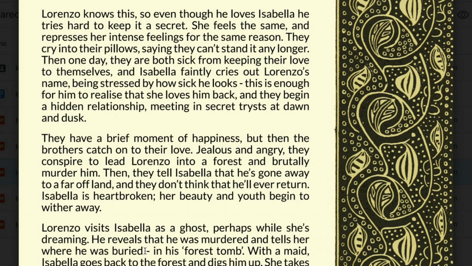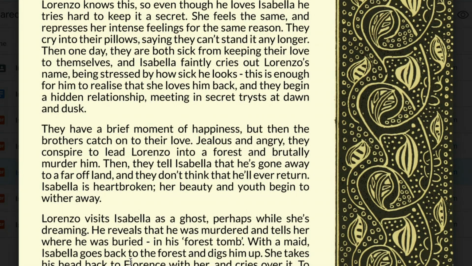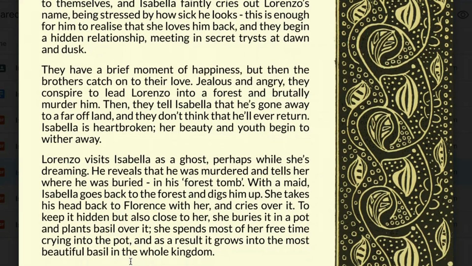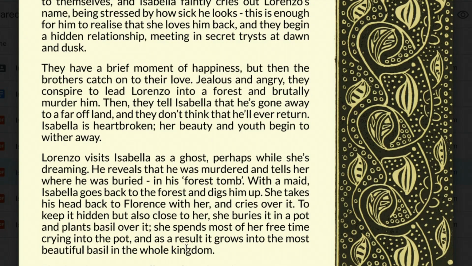So they're trying really hard to oppress their feelings, to respect the society and the rules of the time, and they really can't, and they meet up anyway. They have a hidden relationship, so they meet in trysts, which are kind of lovers' meetings, at dawn and dusk. Night is quite important to the poem because they can't really be seen together in the day, so they're more active at night. So they have this really nice, beautiful moment in their lives, probably the happiest they've ever been.